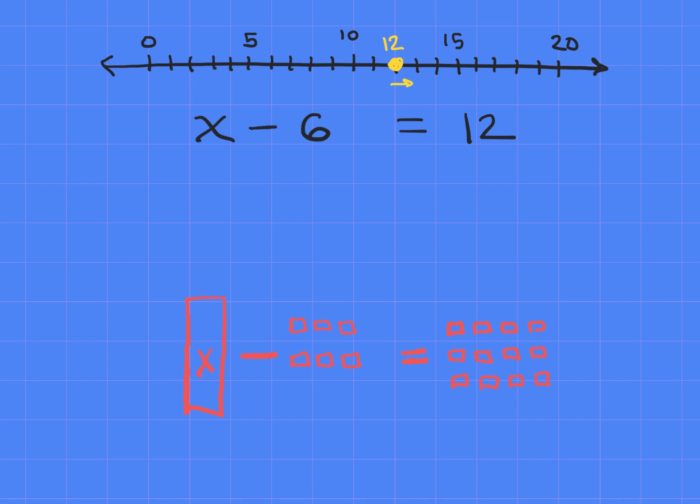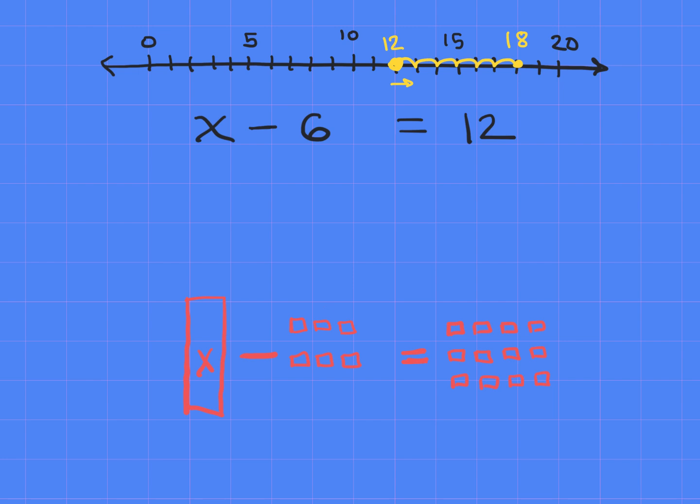Now to move to the right on the number line means that we would add. And since this is a subtraction problem, the inverse of subtraction is to add. So I would need to add 6 to find what our starting value of x is. So 1, 2, 3, 4, 5, 6. And that value would be 18. So our mystery value of x, our variable, is 18.